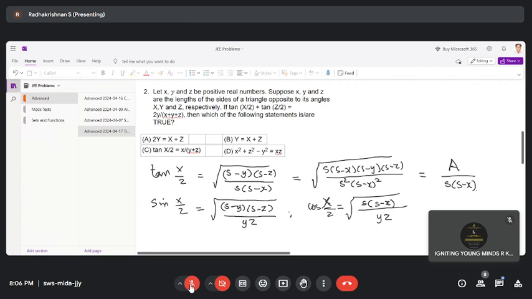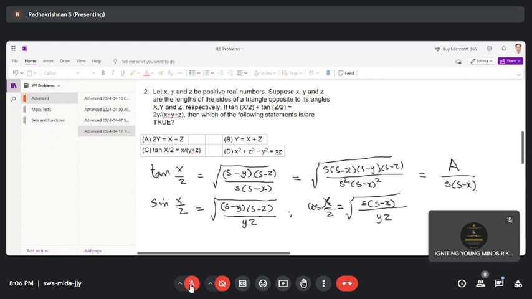Sir, I found tan y by 2 and tan z by 2. Okay. And tan x by 2 plus tan z by 2 is equal to 2y by 2x, sir. Right. From that I found y. Okay. So tan y by 2 is equal to 1, I got an equation, sir. Okay. So y by 2 is equal to 45 degrees, sir. Then y equal to 90 degrees.